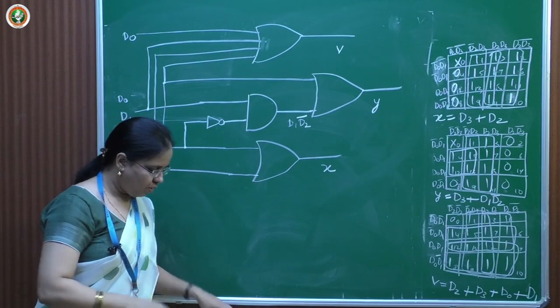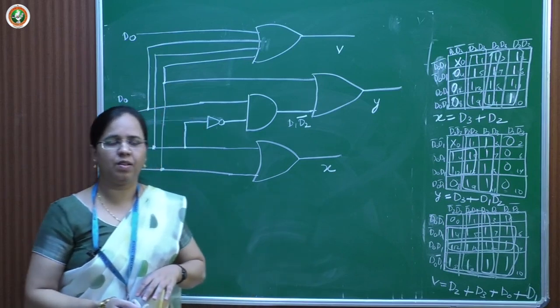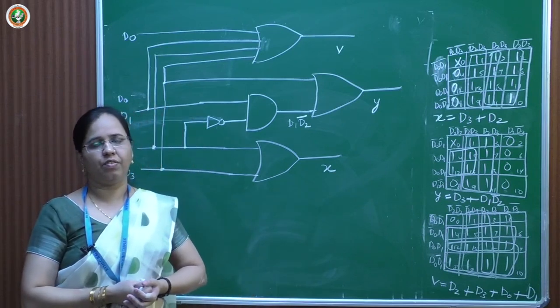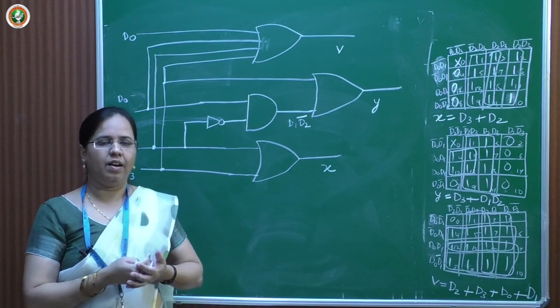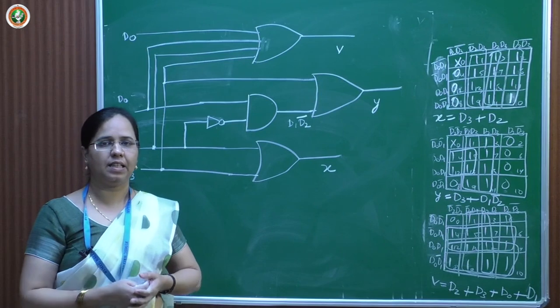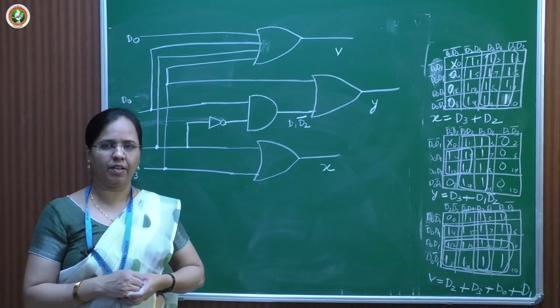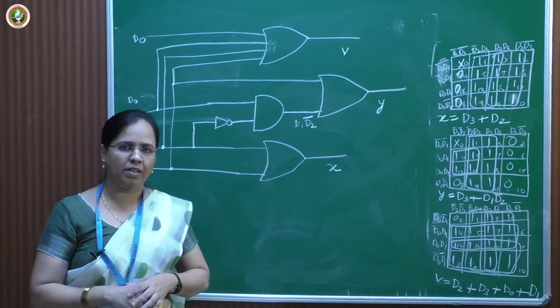I hope whatever topics we have discussed in this video, that is, what is the definition of an encoder, what are the design steps, and how can we design priority encoders with the help of the given truth table, I hope all these topics are clear.